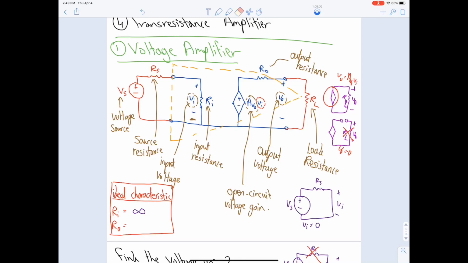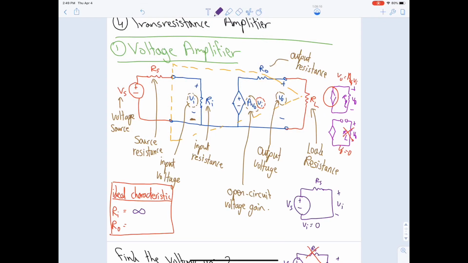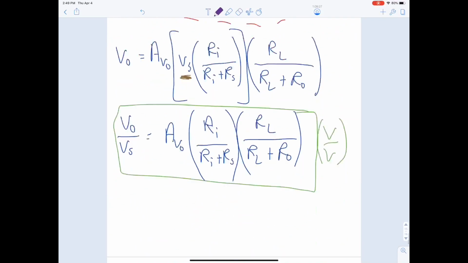So the solution is for RO to become short circuit. RO needs to become short circuit for it to propagate to the output. Short circuit is 0. This is open circuit. This is short circuit. Okay? I hope it's clear. Let's move on to the second type of the amplifier.